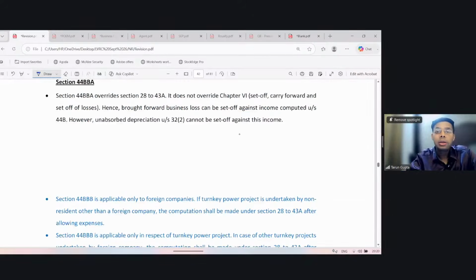Section 44BBA overrides the PGBP head. It does not override Chapter 6 set off. Hence, brought forward business loss can be set off against income computed under Section 44BBA. However, unabsorbed depreciation under Section 32(2) cannot be set off against this income.